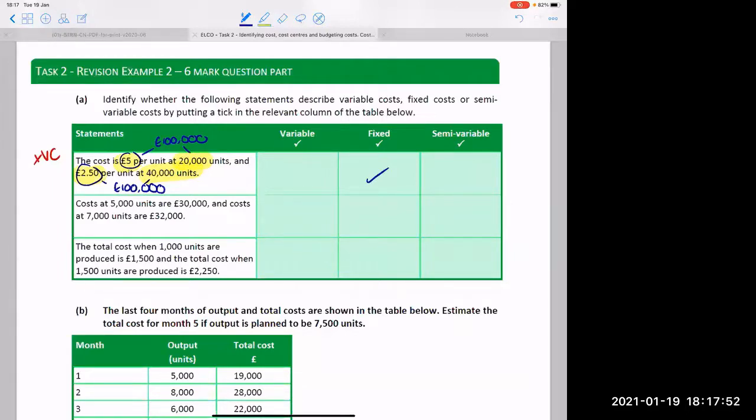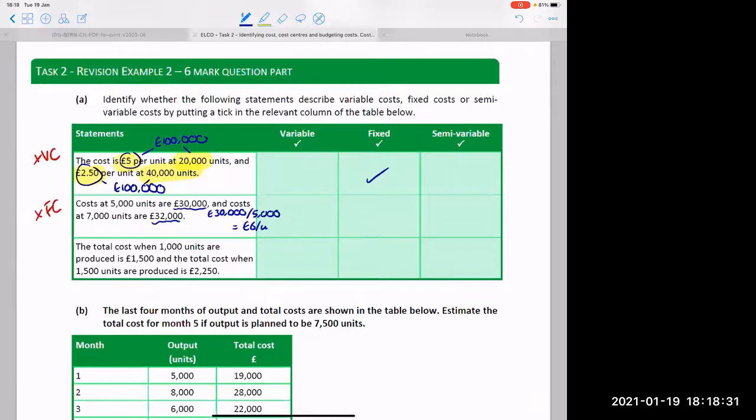So here we've got total costs, first of all, of 30,000. And then when we get to 7,000 units, total costs has moved to 32,000. So we can rule out, can't we, guys, fixed costs? Yeah, because my total cost has changed. It hasn't remained constant. So what we need to do is work out the cost per unit. £30,000 when there's 5,000 units. So one divided by the other gives us £6 per unit.